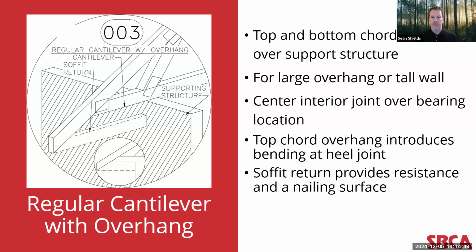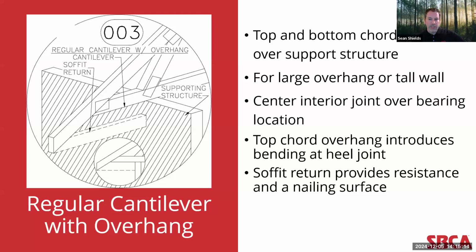Now, the reason for this approach may be either a desire to have a larger overhang area over, let's say, a walkway, or potentially just from an aesthetic standpoint if there is a particularly tall wall. Again, from a performance standpoint, it's very important the interior joint is centered on the support structure and contact between the bottom chord and the bearing area is maximized.